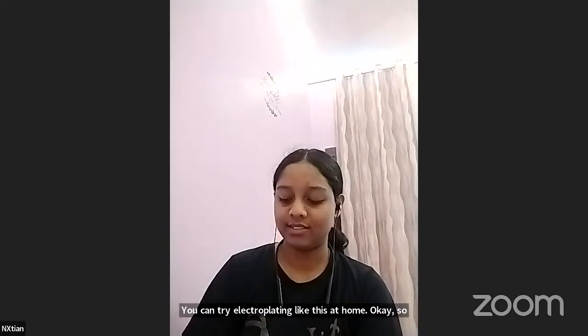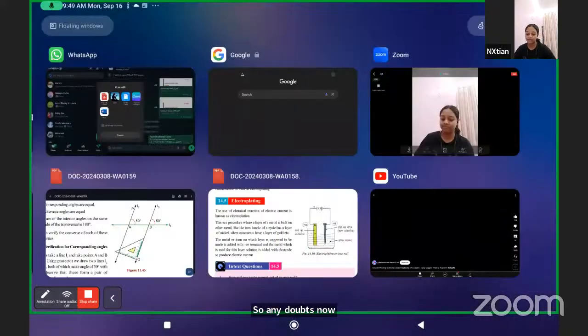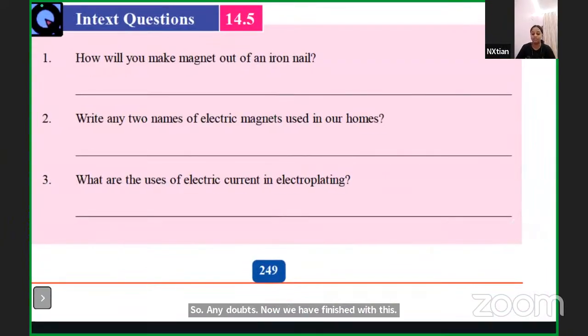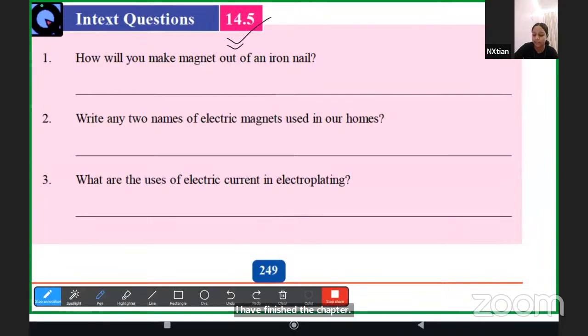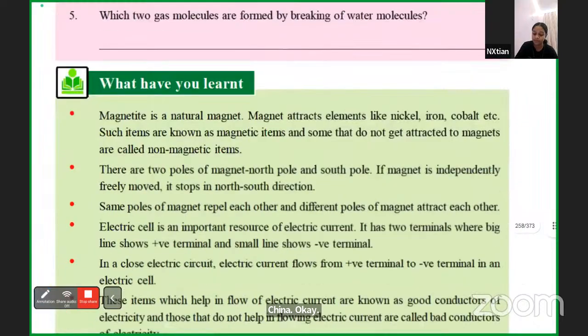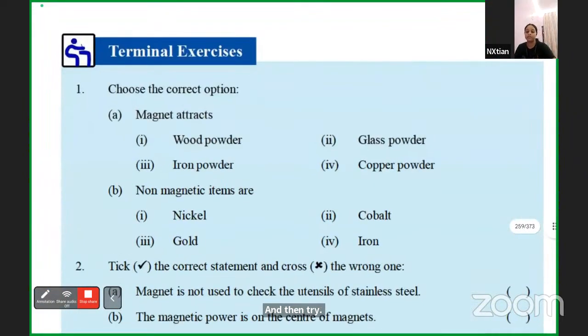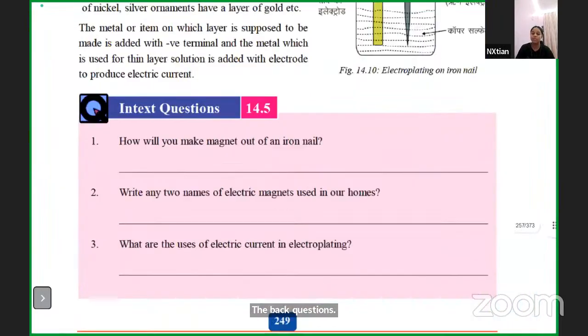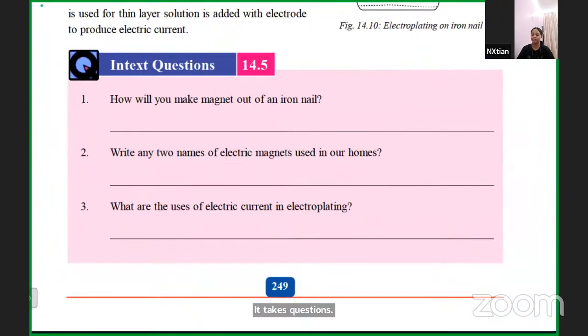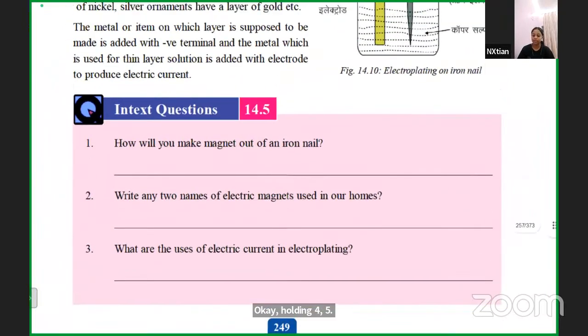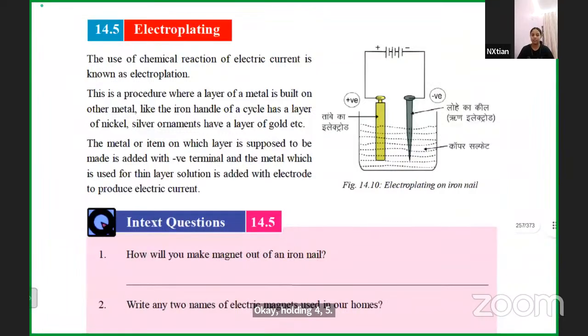So, any doubts till now? We have finished with this chapter. Homework is the 14.5 index question video. Try it out, and then try the book's index questions. Which questions? 14.5, right after the electroplating part.